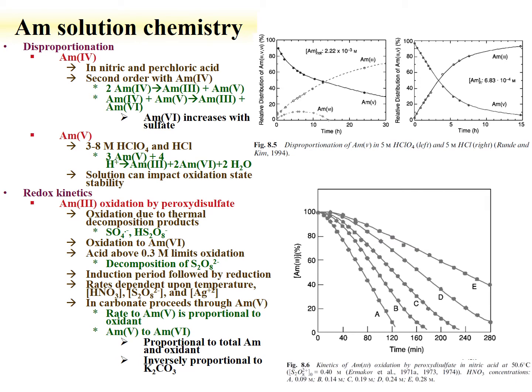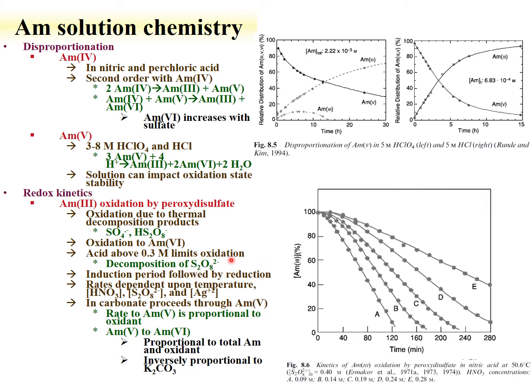We see that in a low acid concentration, 0.09 molar, labeled as A in the figure, the americium concentration is at about 10% of its total initial starting concentration within 2 hours. So this oxidation is due to thermal decomposition of the products, so sulfates and the hydrogen sulfates. The oxidation can go to americium-6. However, there are some acid limitations. Any higher acid concentration above 0.3 molar limits the oxidation.